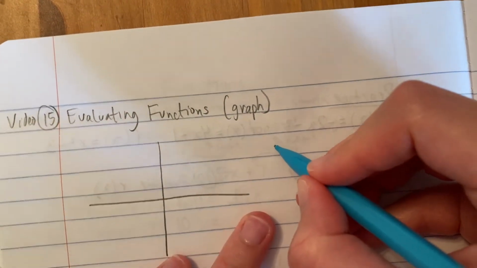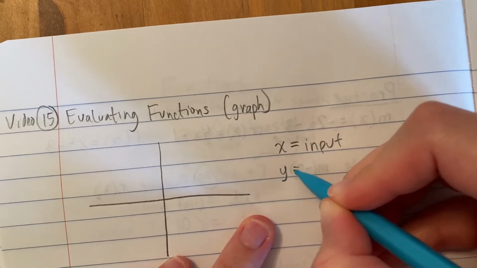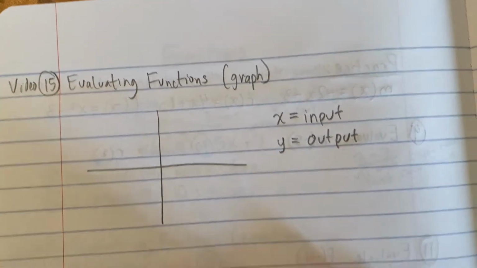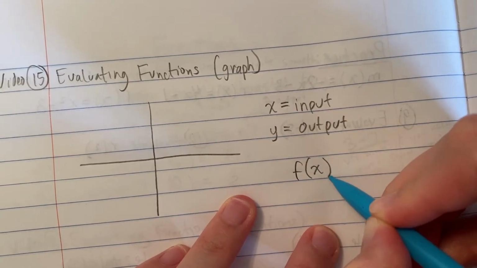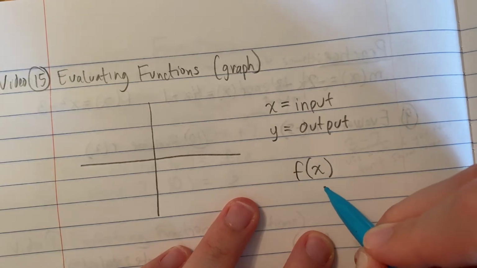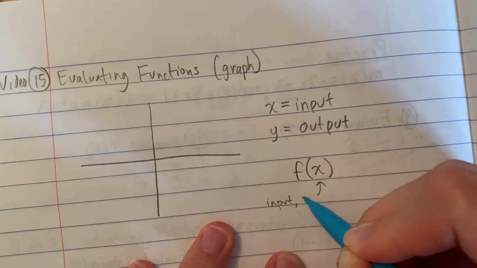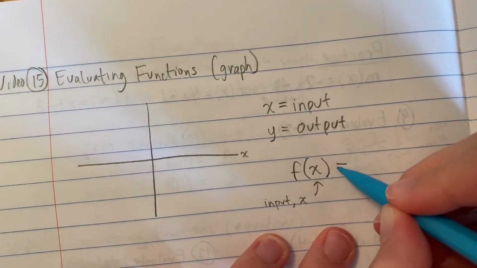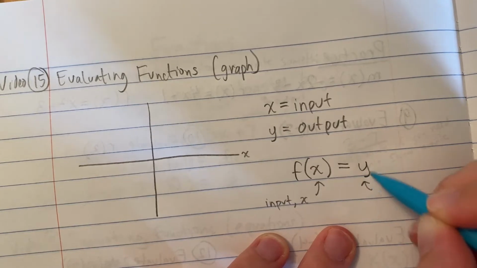The thing you need to understand is that X is the input, and Y is the output. This is always going to be true, especially when we talk about graphs, so this is something to remember. So when you see something like this, a function of X, this is the input, and it's also the X value. Remember, this is the X axis. And then this number that it equals, you can think of that as the Y, because remember, over here is the output.